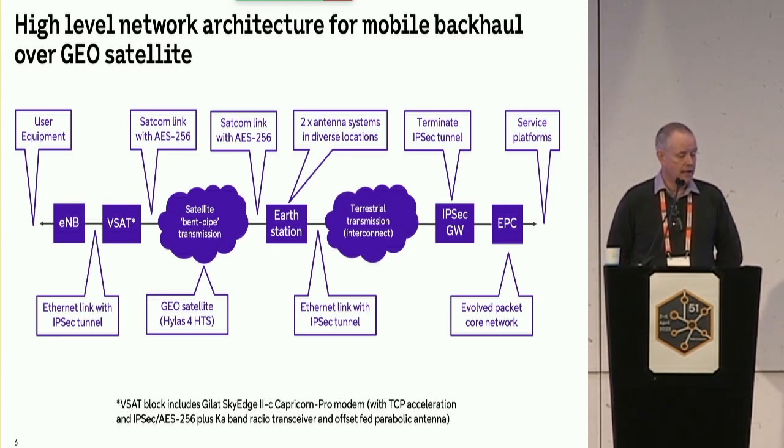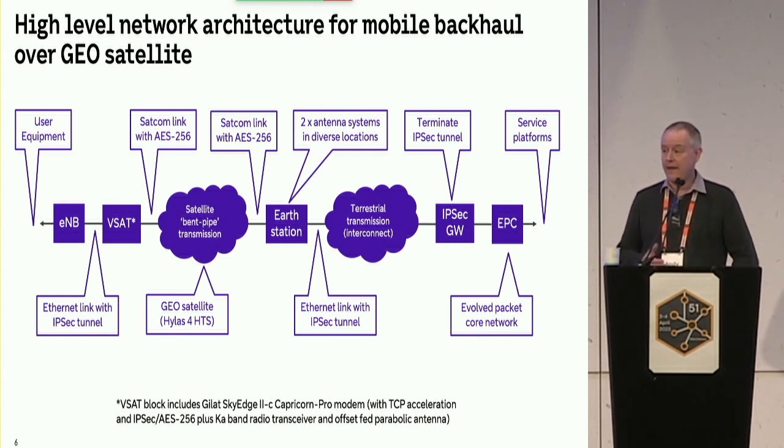We've got the actual satellite modem itself, in this case from Gillette. We've got TCP acceleration implemented on the MEC platform within that. We also terminate the IPsec, but then we map into an AES 256 security association across the satellite link. And we've also in there got the Ka band radio transceiver and the actual antenna system itself as well. The satellite is just a bent pipe.